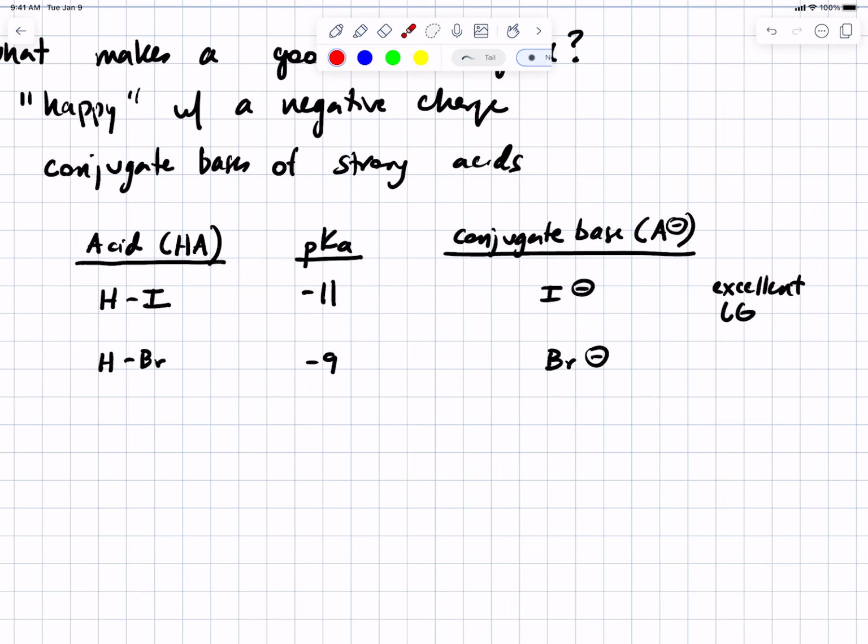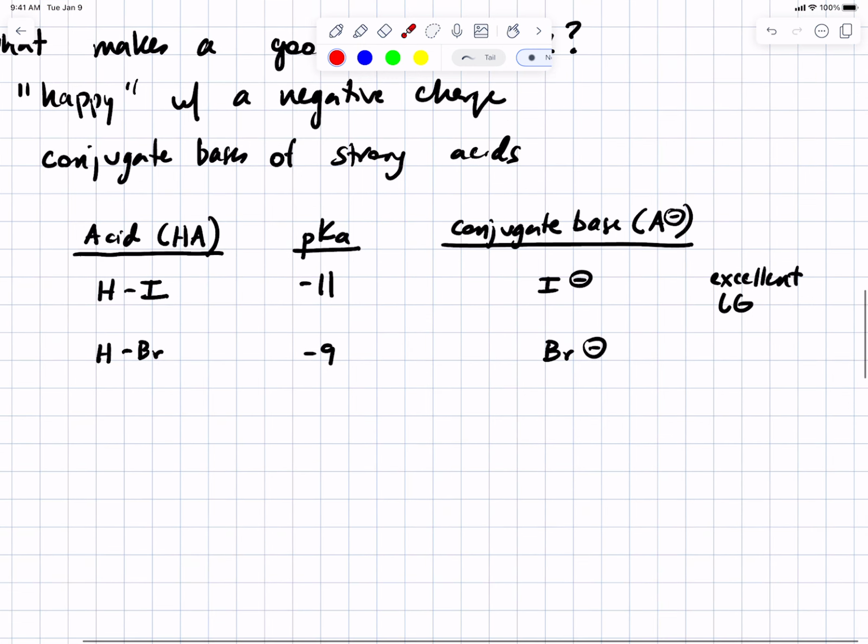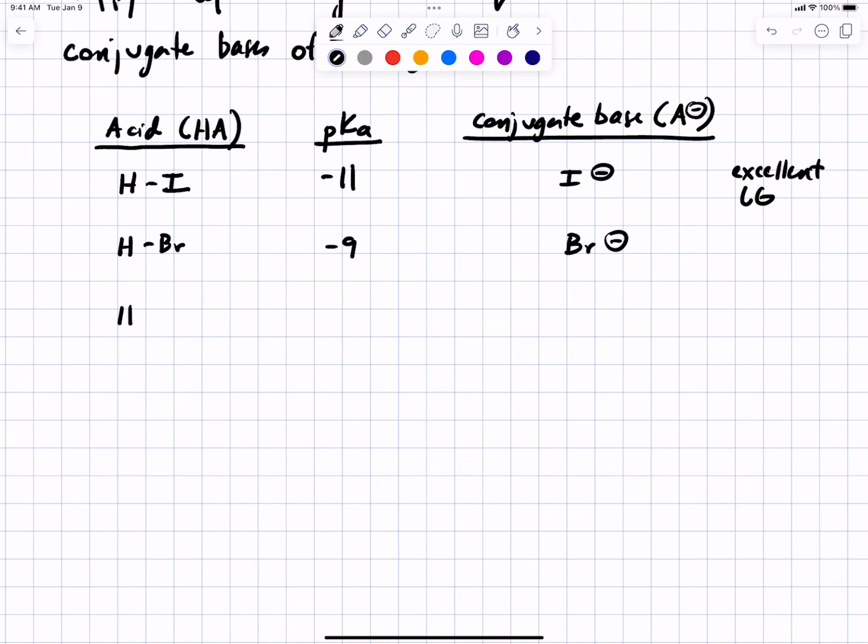Okay? Another way that you should be thinking is strong acids are strong because when they lose their protons, what's left behind, the conjugate base, is really stable. Strong acids have really stable, unreactive conjugate bases. Okay, so we could continue. HCl has a pKa of -7, which tells you that Cl minus isn't quite as good a leaving group as Br minus, which isn't quite as good a leaving group as I minus.